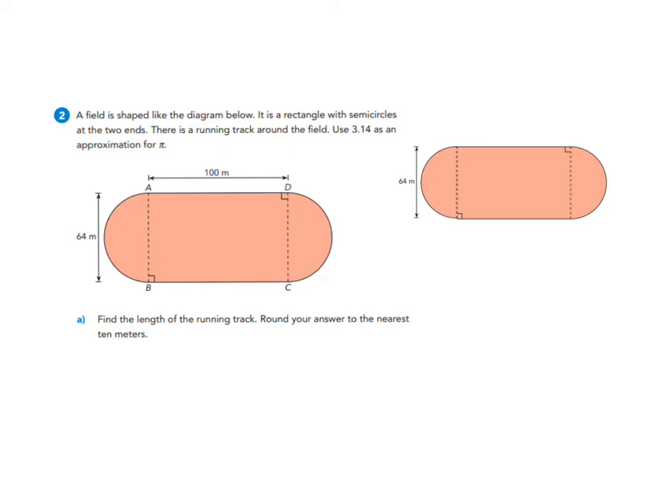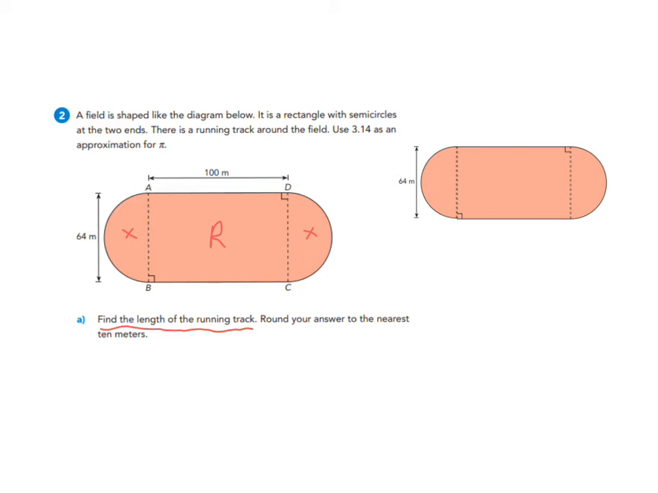Right, in this little problem, we have a running track. And we need to know how long the running track is. It says find the length of the running track. So, if you're running around here, you want to know how long it is, right? It says that the running track is made up of a rectangle. I'm going to write a big R in the middle there. And then 2 semicircles. So there's a semicircle here at the end and another semicircle here at the end.